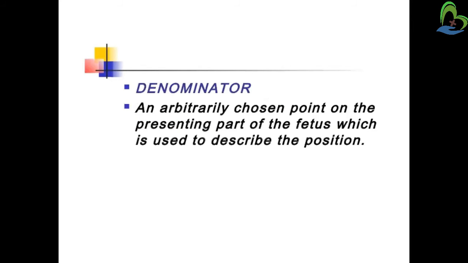Then denominator, an arbitrarily chosen point on the presenting part of the fetus which is used to describe the position. Okay, so there is this skull. In that particular, you can say the occiput, we can choose this point on the presenting part of the fetus, which is used to describe the position. By choosing occiput, by the relation of occiput to the pelvis area, you can identify the position of baby.